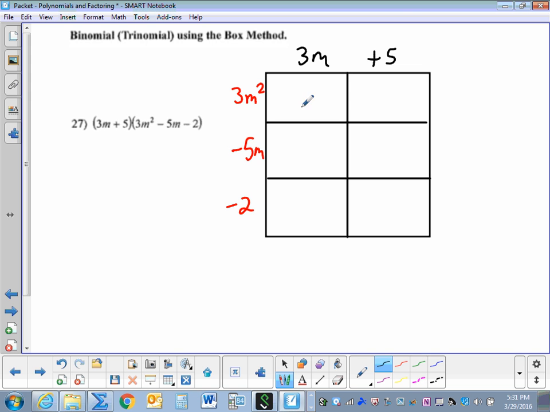And I'm going to find the area of each little rectangle here, or square. 9m to the third. And then I have a 15m squared. I have a minus 15m squared. I have a minus 25m, minus 6m, and a minus 10.